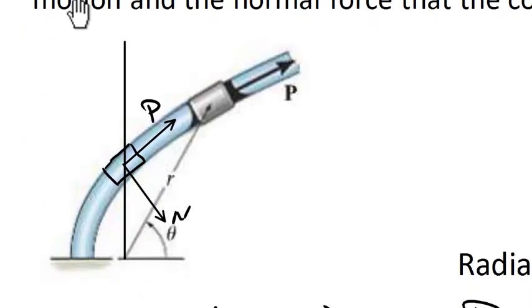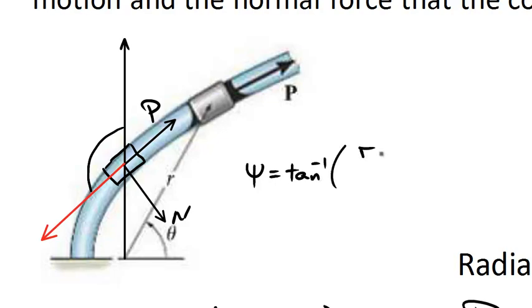If I zoom in on this picture, it turns out that there's an equation that will allow us to find an angle between the tangential direction of this collar and the extended, what they call the extended radial line. So we've got an equation that will allow us to find this angle. And that equation is psi equals the inverse tangent of r divided by dr d theta.